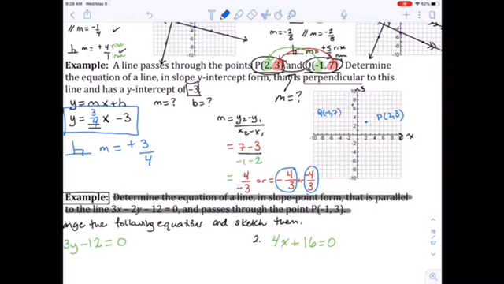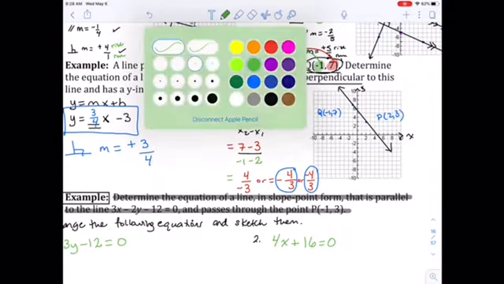Negative 1, 7. And if we draw this like that, right, there's a line. There's our line that the graph talks about. It says a line passes through these points. What's the equation of a line that is perpendicular? So if you had a grid, you could always draw that.